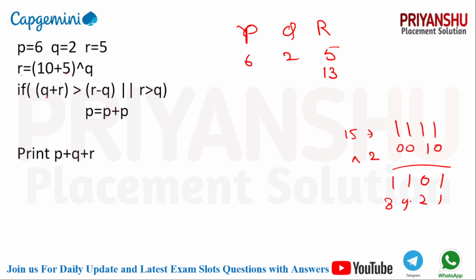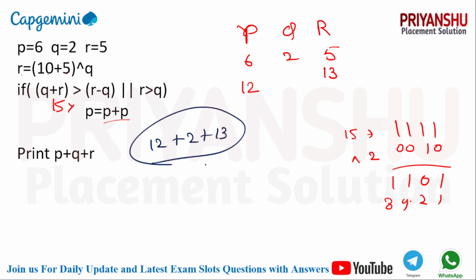Now let's see q plus r. q plus r means 15 is greater than r minus q. Yes, obviously, because 13 minus something, obviously 15 is greater, right? So p equal to p plus p, it means 12 is there in the value of p. Now we got the answer. Guys, today very easy questions are there in today's slot, not tough. So this one is your answer. Okay, you can add this.